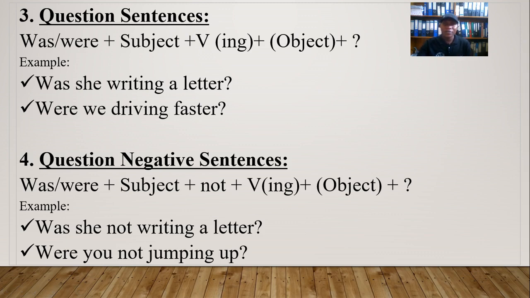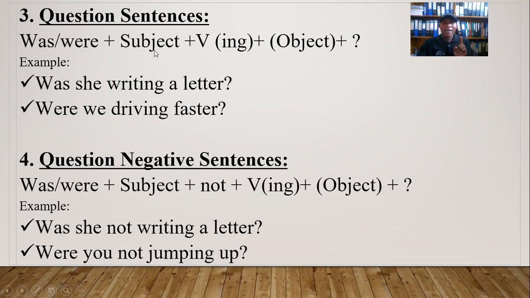How do we ask questions in past continuous tense? The action is the same. Remember, in asking the question, we change the position. The subject comes to the second position, while the helping verbs or auxiliary verbs go to the first position. As you can see on your screen, here we have was and were at the first position.